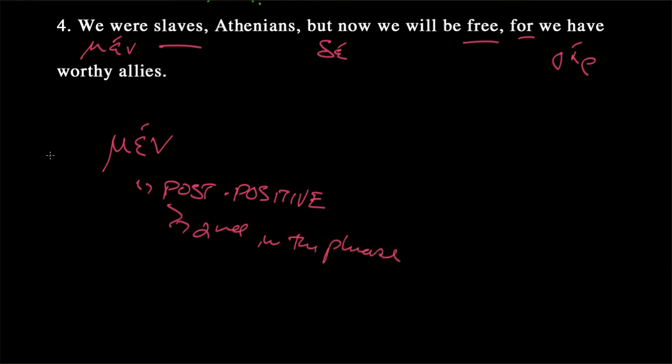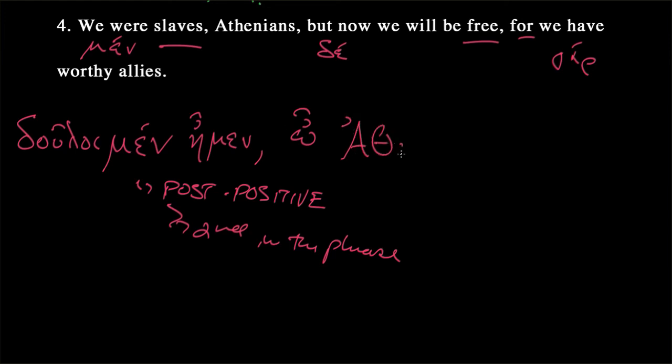Post-positive. So that means we need a word before it. Well, it can't be "we." It could be "we were," but let's make it the noun. Douloi. Slaves. Slaves on the one hand, we were. Men. Athenians. So we're going to need it. That's vocative clearly. So we get the vocative particle in there.